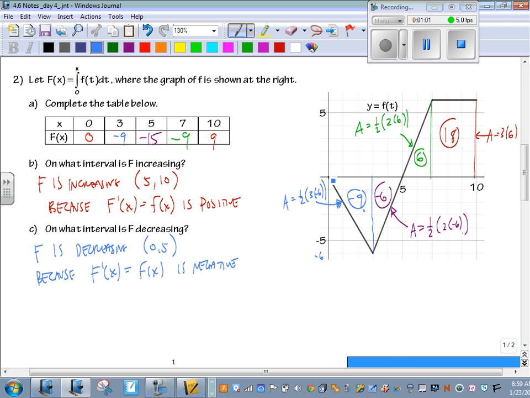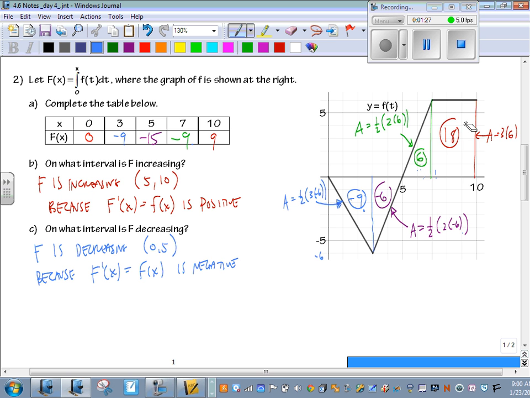Another way we could have done it: the base of the big triangle right here is 5, height is -6. So 5 times -6 divided by 2 gives us the same answer. Here, from 5 to 7, that triangle has an area of 6. So if I add all three of these up, that gives us the definite integral from 0 to 7. So the 6's cancel out, we end up with -9 again.